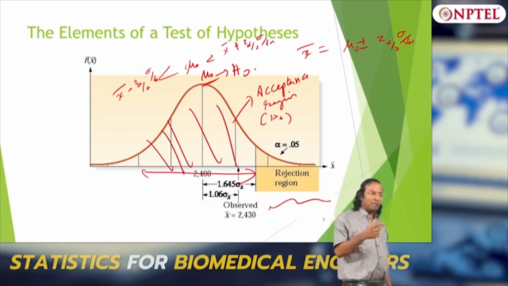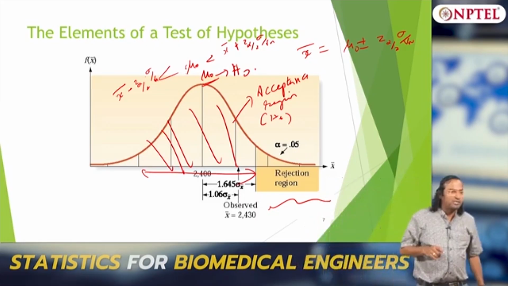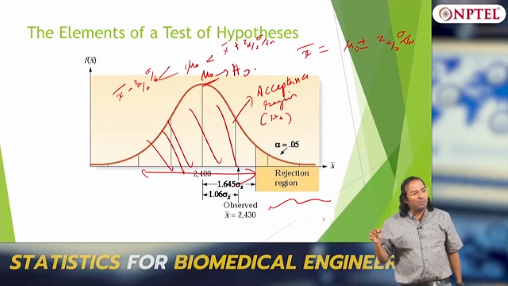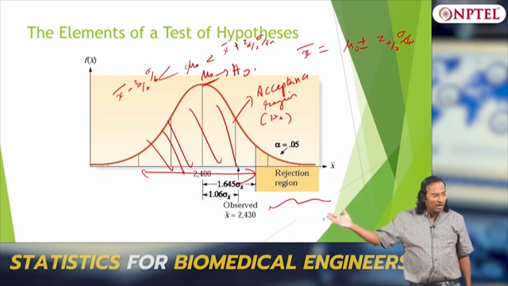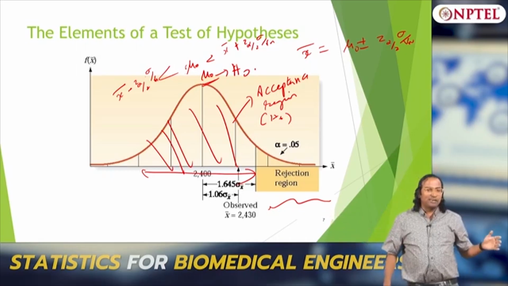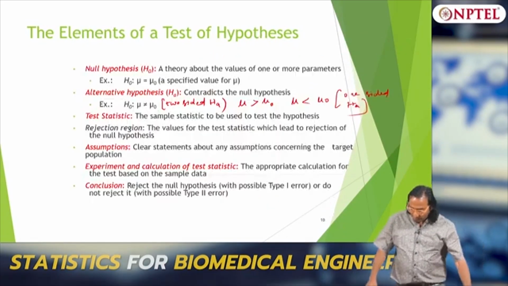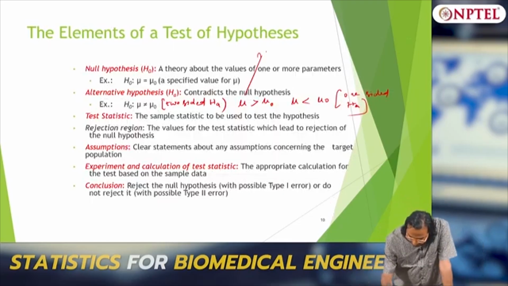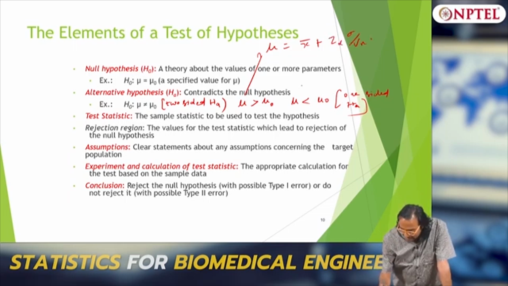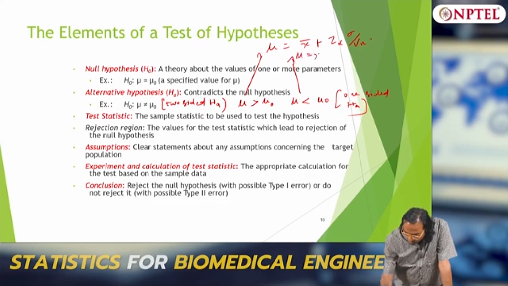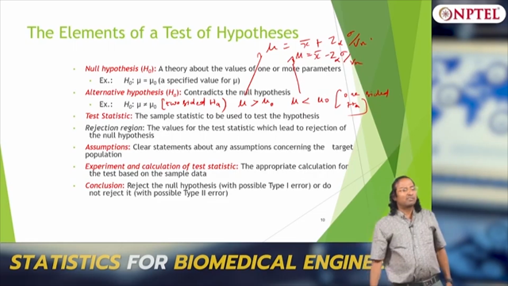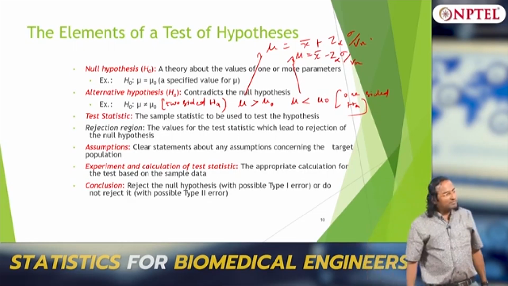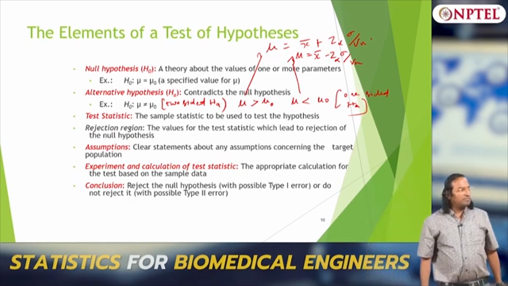So mu equals x bar plus Z alpha into sigma over root n for the right hand side, and for the left hand side, mu equals x bar minus Z alpha into sigma over root n.